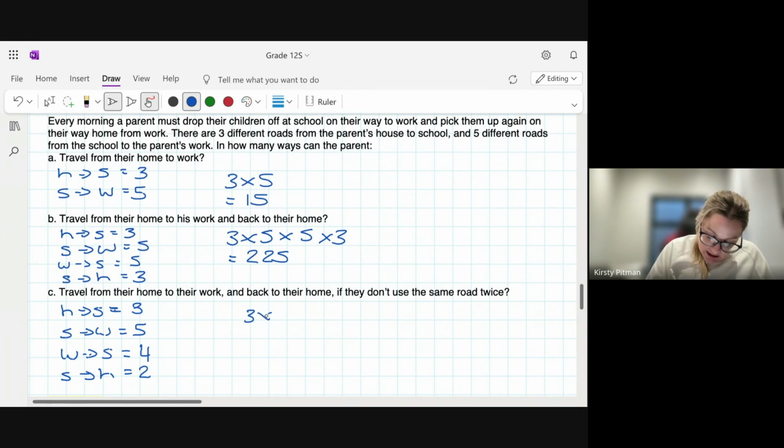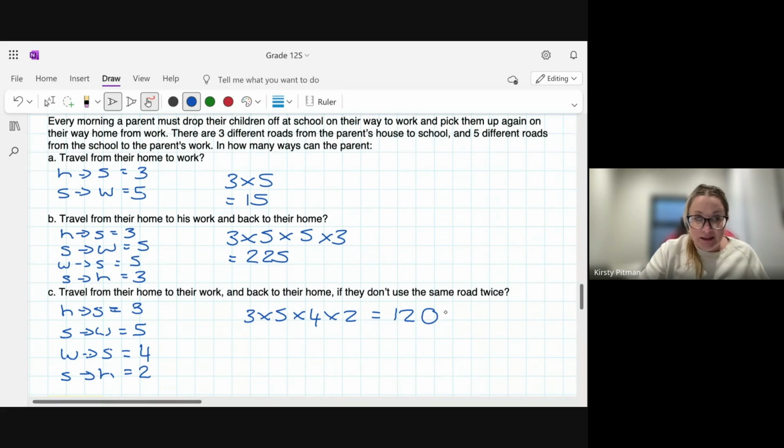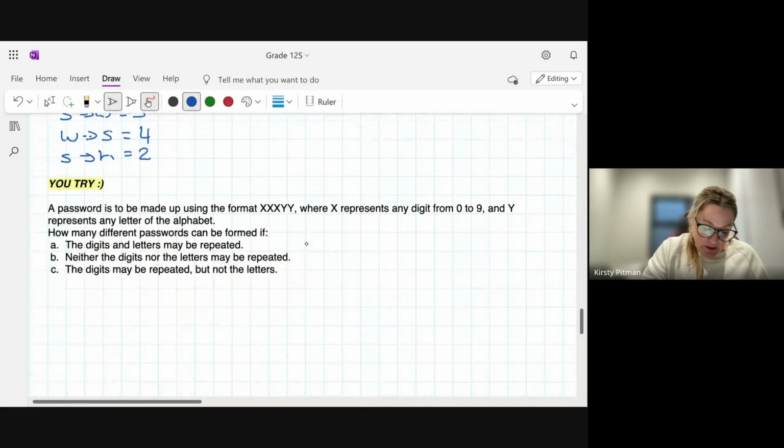All right. So 3 times 5 times 4 times 2. Absolutely right. 120 options. That's crazy. That's absolutely crazy if you think about it. Okay, all right, so we had a nice little easy one there, little mind break. Okay, let's have a look at the next one.